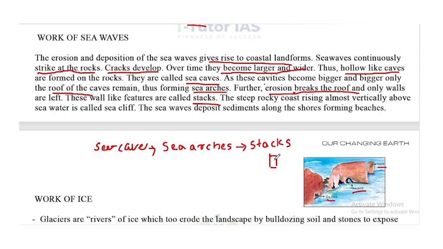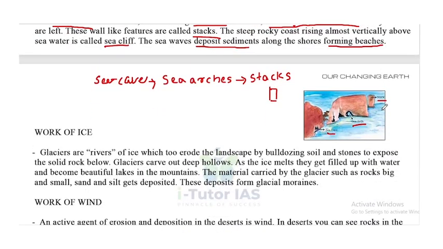Now, the sea waves deposit sediments along the shore, forming beaches. Before that, the steep rocky coast rising almost vertically above the seawater is called a sea cliff. We discussed the erosion of sea waves, but they also deposit sediments along the shores and it forms beaches.